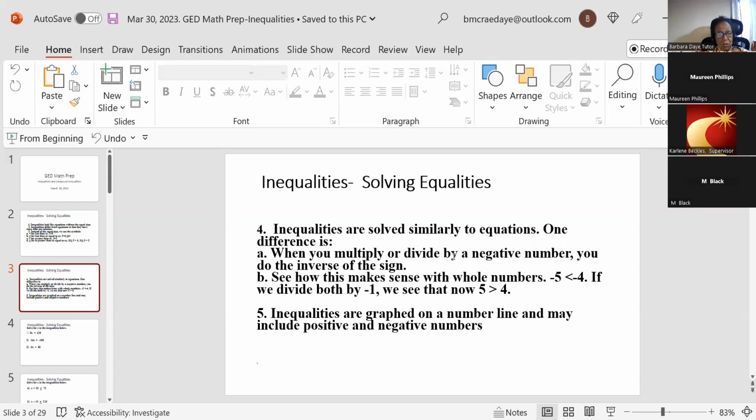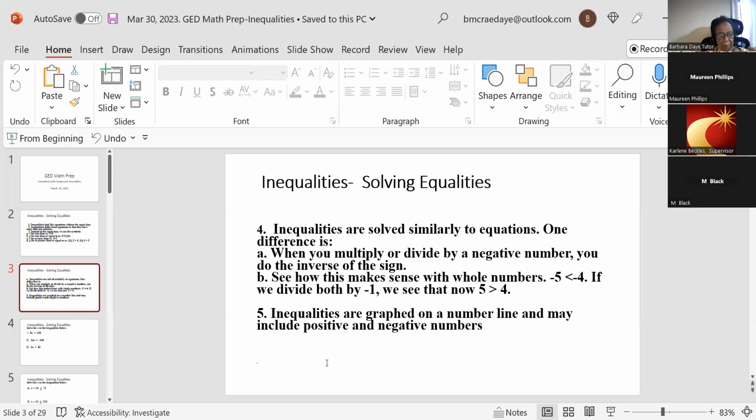Now, multiply or divide by a negative number and do the inverse of the sign. That's a rule with the inequalities, and also graphing them on the number line. Remember, when it's an open circle, it's greater than or less than. If it's closed, shaded, it's either greater than or equal or less than or equal.